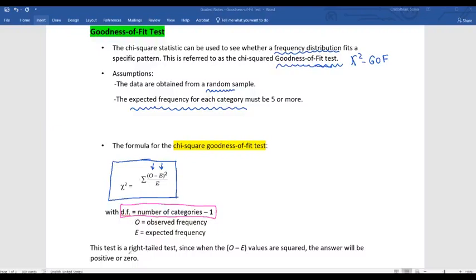This will always be a right tail test because O minus E, right here in the formula, this quantity is squared. So the answers will be positive or 0.